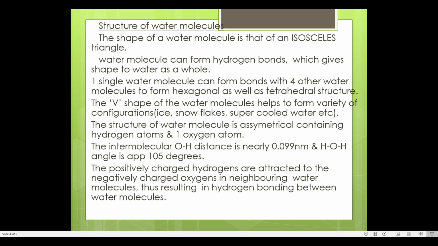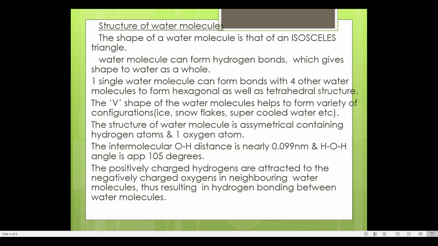So it forms hydrogen bonds, which gives it its characteristic shape. One single water molecule can form bonds with four other water molecules. As we have seen in the previous diagram, it has the ability to form bonds with four other water molecules in four different directions, giving it a definite shape. So it's in the form of a hexagon or a tetrahedral shape.